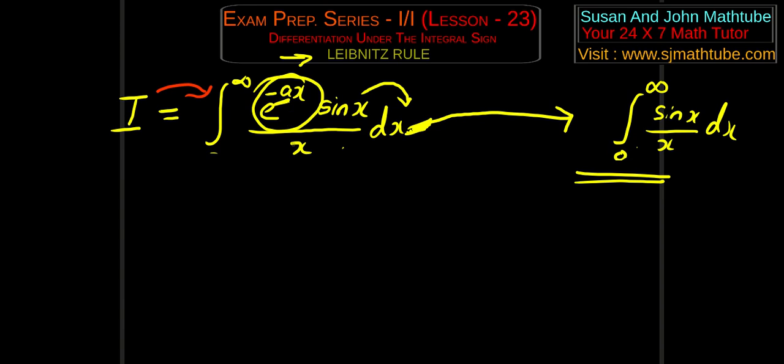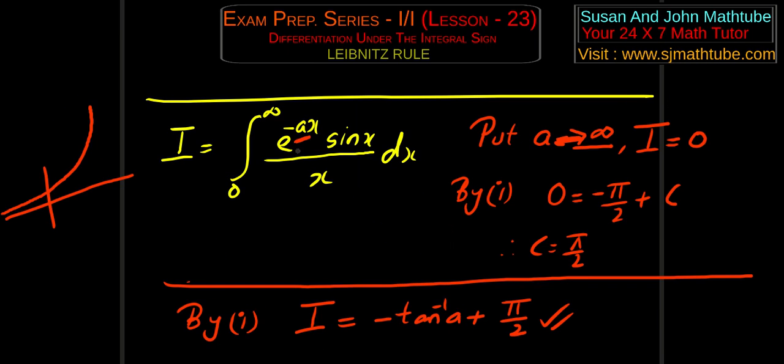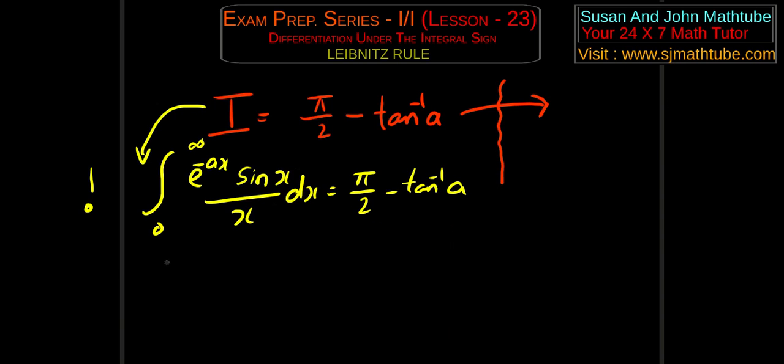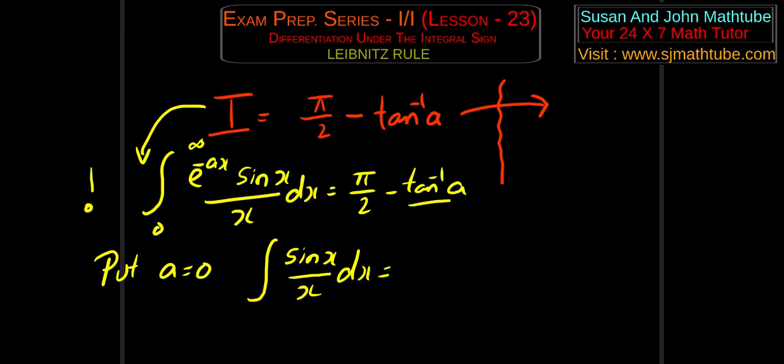This character is not there. And that happens when a equal to 0. As simple as that. If you plug in a equal to 0 here, you get this, because e power 0 is 1 and the remaining part is sin x by x. So the second part is just one line. So I'm going to put a equal to 0 in the above integral. So we get integral sin x by x dx is equal to tan inverse 0 is 0.